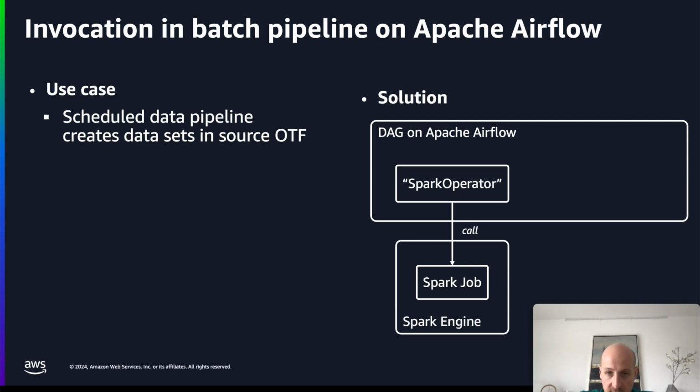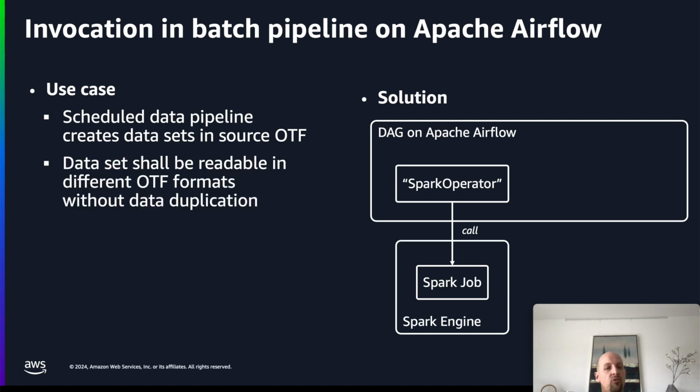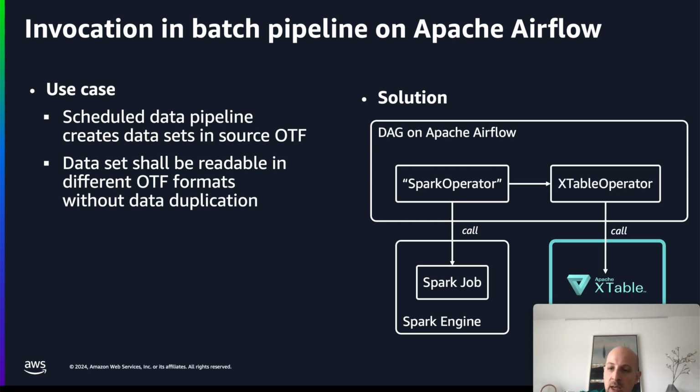For instance, with Spark here, represented through a Spark operator, which calls your Spark job, which in the end might write a Delta table. But then you say, okay, actually, I don't only want to have this data set available in this source format, but also in another format. So why not call XTable on Airflow in the DAG as well, and do this in a way that avoids data duplication. And for this, we thought, why couldn't we run XTable on the Airflow executor and wrap it with an XTable operator.